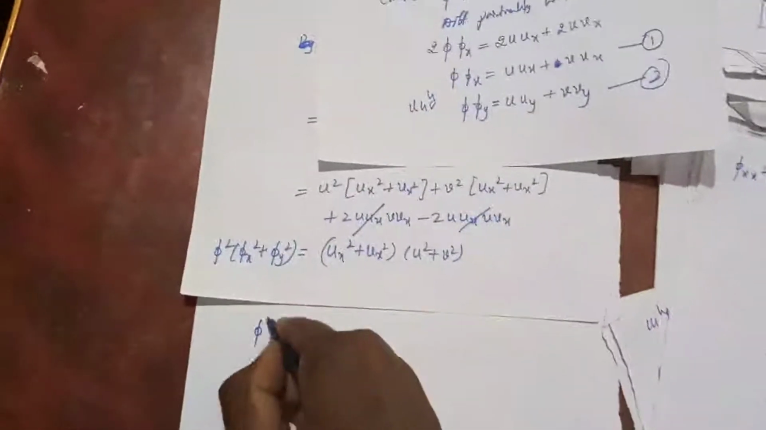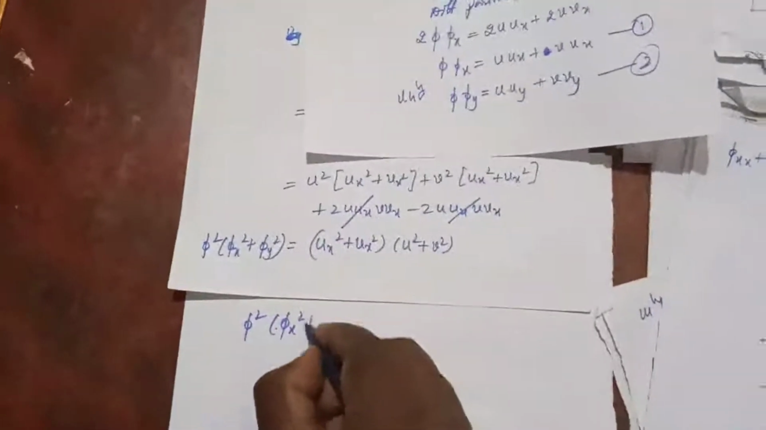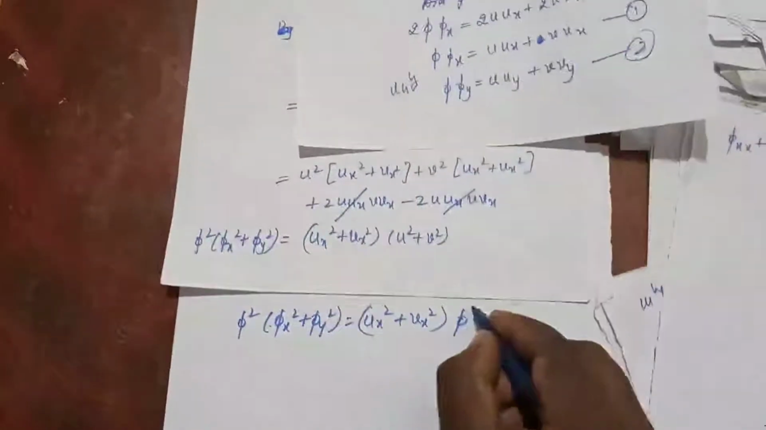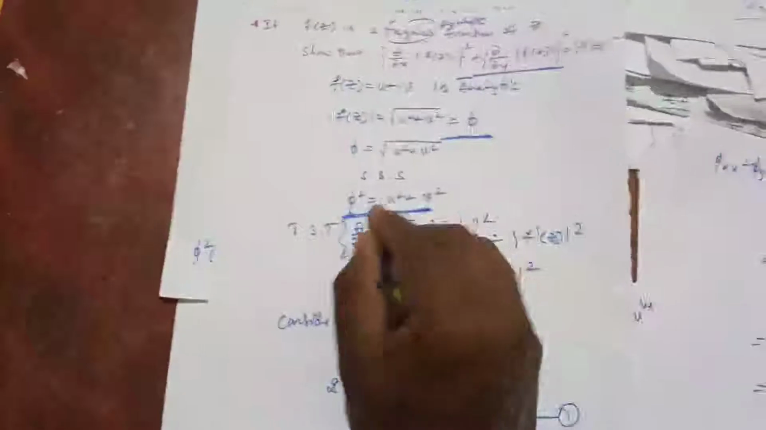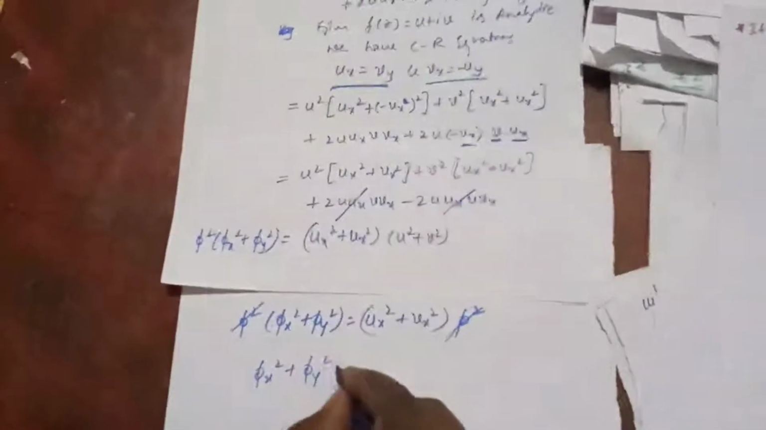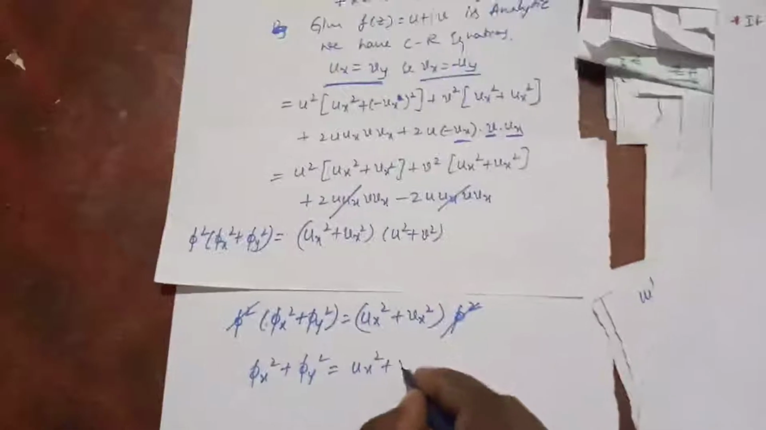Phi x square plus phi y square. Here phi square is u square plus v square. Substitute that here: phi square times phi x square plus phi y square equals u x square plus v x square times u square plus v square, which is phi square. So this phi square will get cancelled. Phi x square plus phi y square equal to u x square plus v x square.